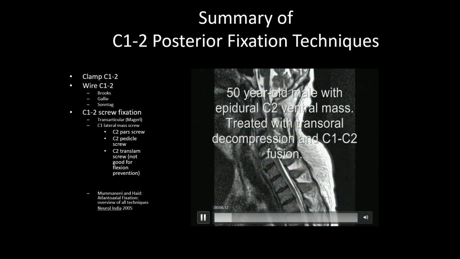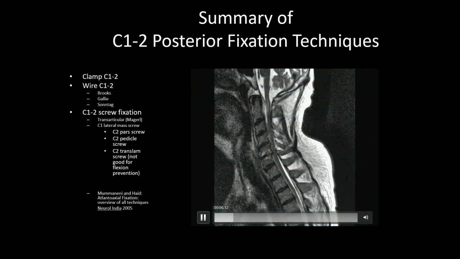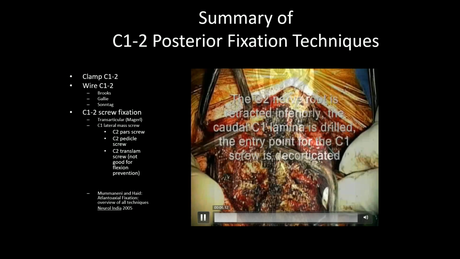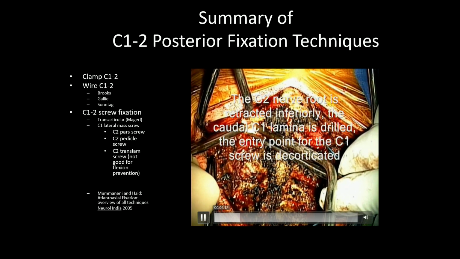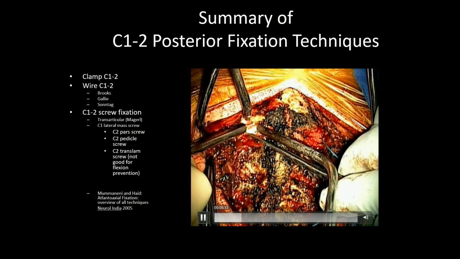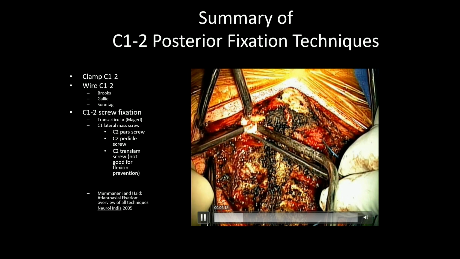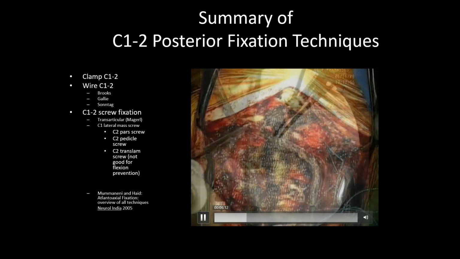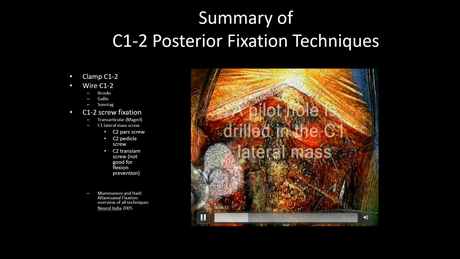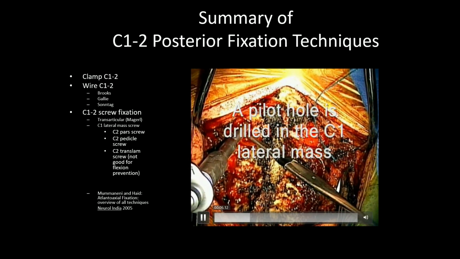But this is a 50-year-old who had a C2 mass, and we wanted to fixate C1-2 and take this thing out. So here what we're seeing is that the nerve root is being retracted inferiorly by a Penfield, and that gives you the entry point to make a pilot hole for the C1 screw. So then the pilot hole is drilled.